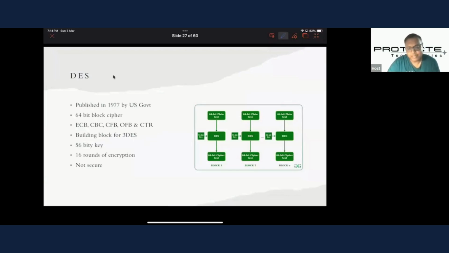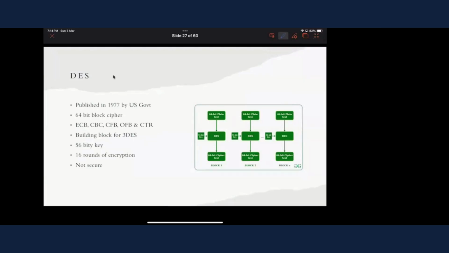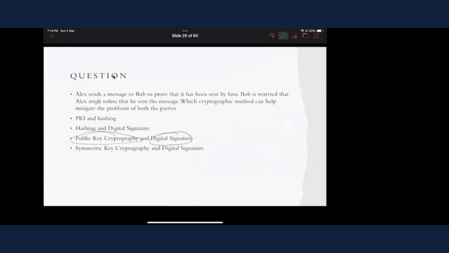If you have any questions, please ask. Any doubt? Can we go to the previous question? I also gave C only, but why cannot D, symmetric key cryptography and digital signature, be the answer?